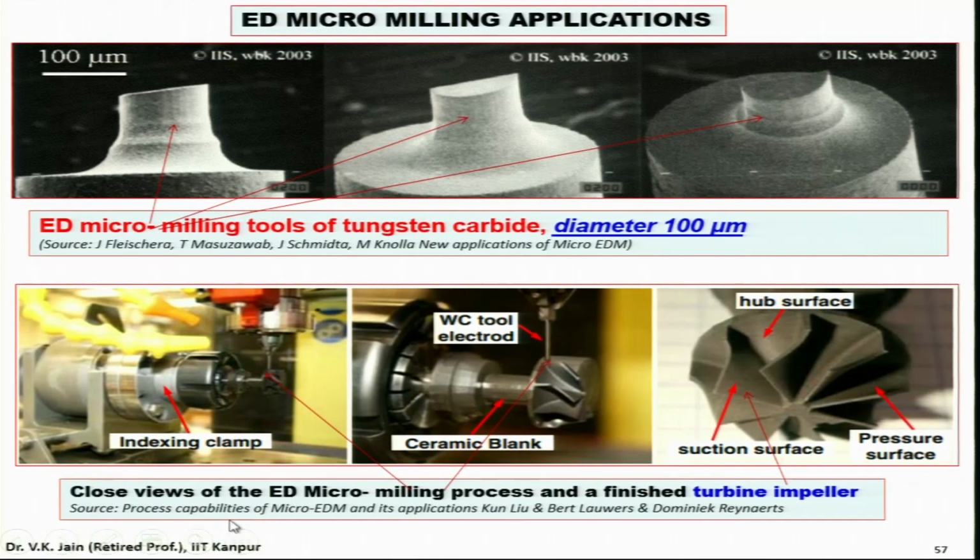Now here you can see the close view of electric discharge micro milling process and finished turbine impeller. Here, this is the indexing clamp, and this is the micro milling being performed. This is the tool, and micro milling is performed over here. Now you can see here the tungsten carbide electrode, again a micro electrode, and this is the ceramic blank on which milling operation is being performed.